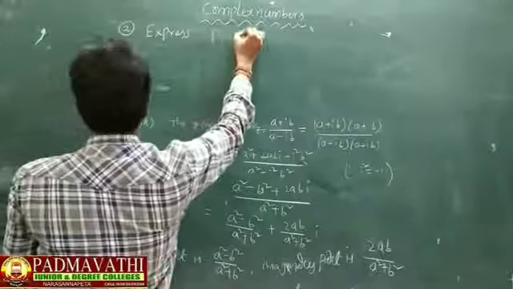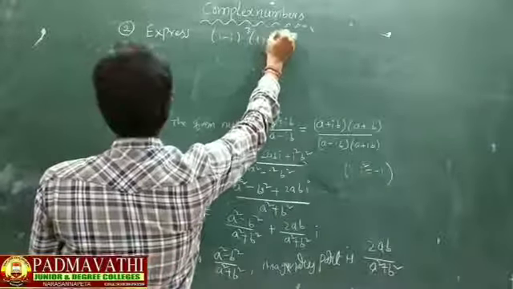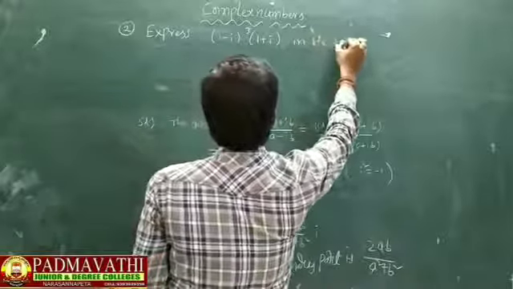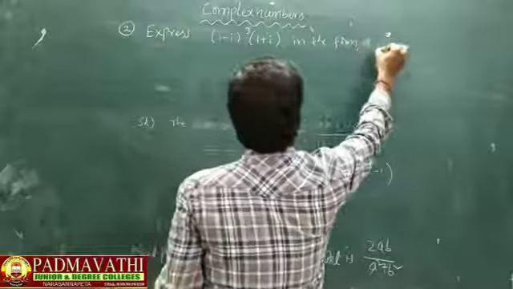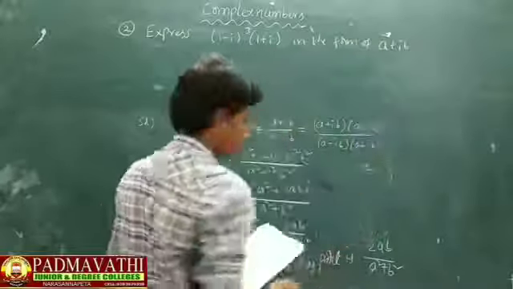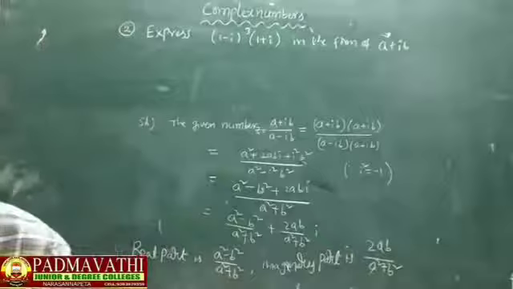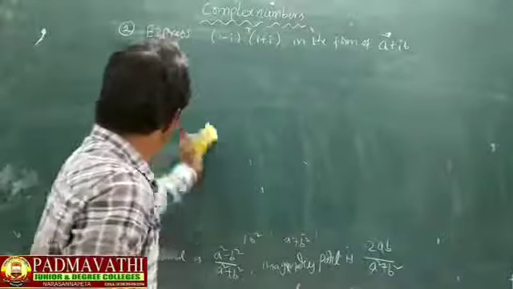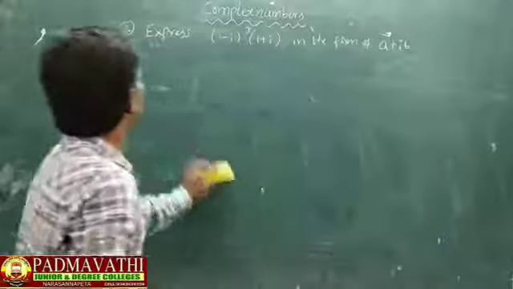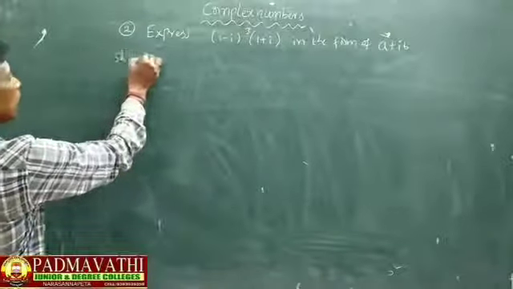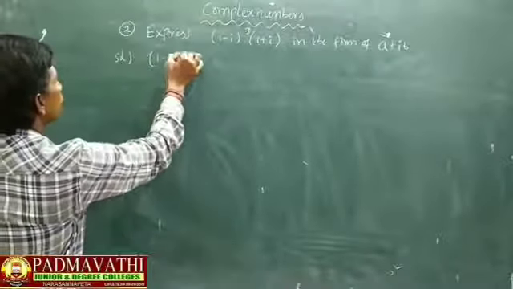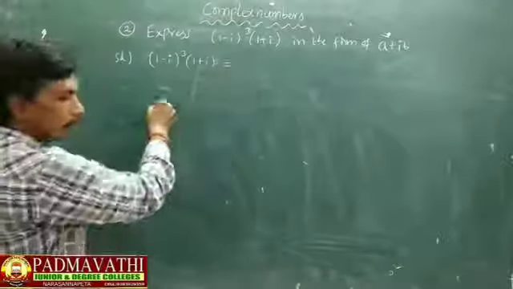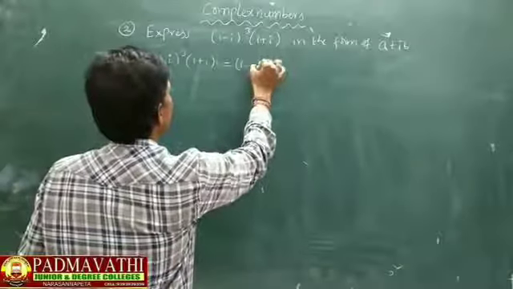1 minus i whole cube, 1 plus i, in the form of a plus ib. Okay, it is very simple. Solution: 1 minus i whole cube multiplied with 1 plus i, it is 1 minus i whole square.